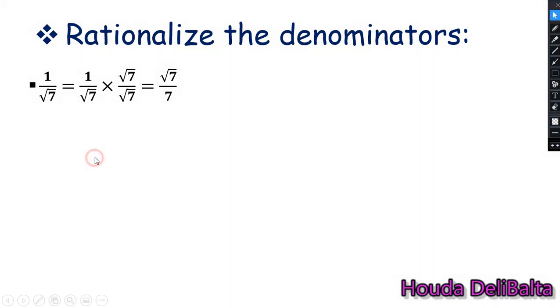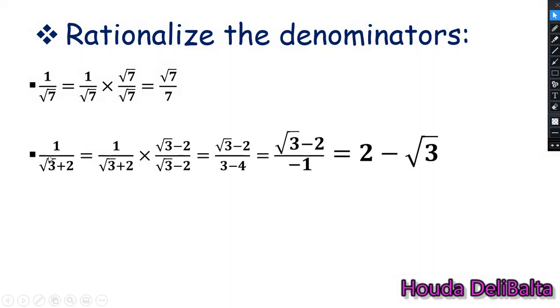Now let's move to the second example: 1 over radical 3 plus 2. I multiply the denominator by its conjugate. If you remember, radical 3 plus 2 has a conjugate of radical 3 minus 2. These numbers are the same; the difference is only in the sign between them. So if it is a plus, I multiply by the same numbers but having a minus in between them, also up and down. Now 1 times radical 3 minus 2 is the same as radical 3 minus 2.